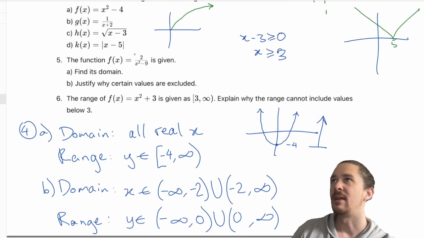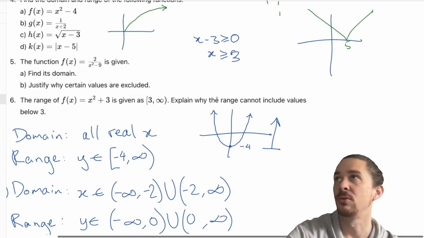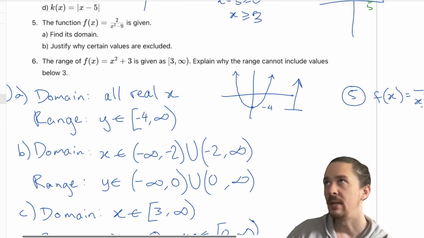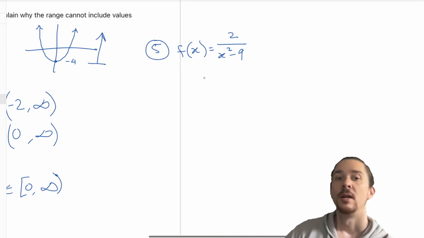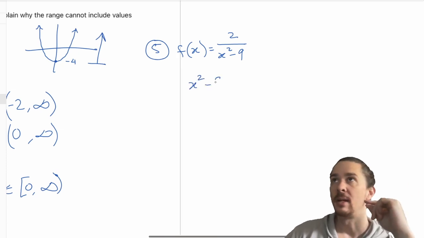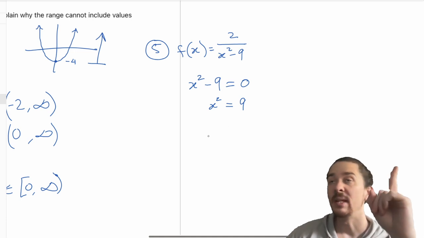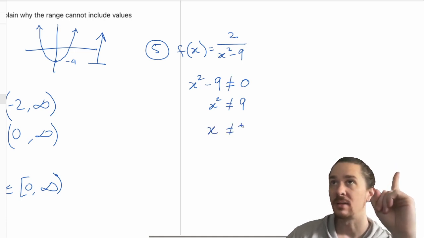Okay, question 5. We have this function here given. F of x equals 2 over x squared minus 9. So we want to find the domain and we want to justify why certain values are excluded. The restriction on the domain here is that x squared minus 9 cannot equal 0, which means that x squared cannot equal 9, which means that x cannot equal plus or minus 3.